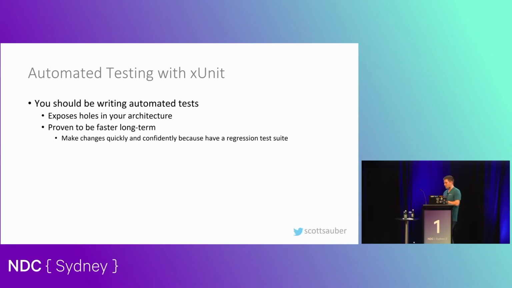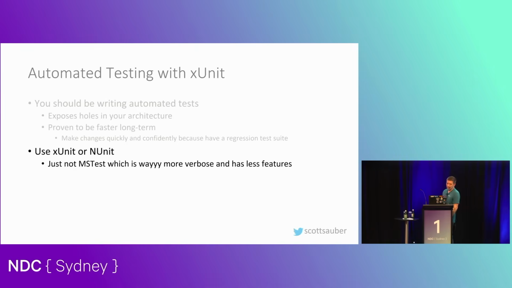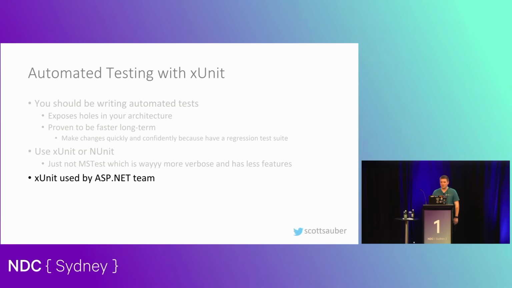All right, let's talk about automated tests here real quick. So hopefully this isn't a debate, but you should be writing automated tests. There's lots of different value adds from doing this. It's proven to be faster long-term with multiple studies. You can catch regression failures sooner, as well as if a test is hard to write, it might expose that your design is wrong. I don't really care what you use, whether it's XUnit or NUnit, just not MS Test, because ironically, the .NET team doesn't even use MS Test. They use XUnit, which is kind of funny to me.